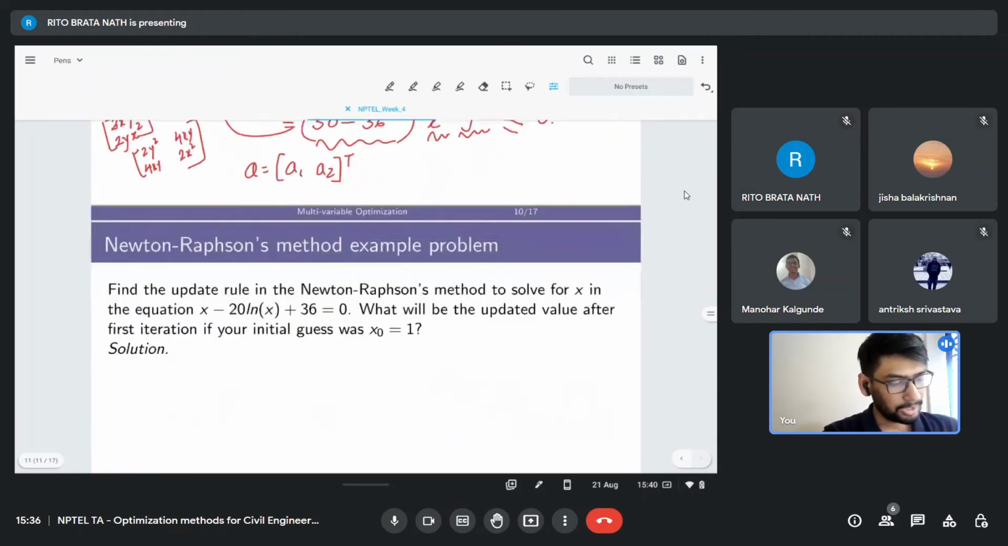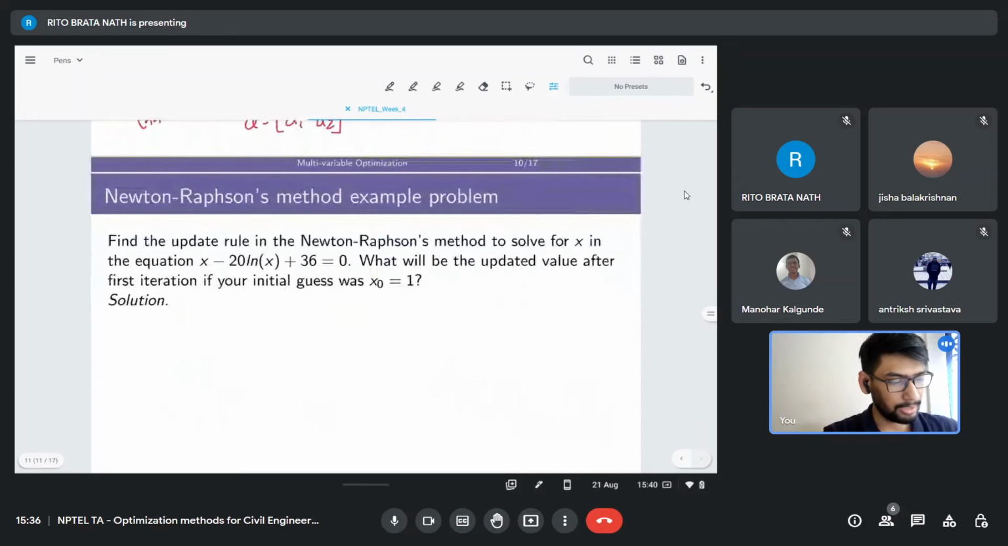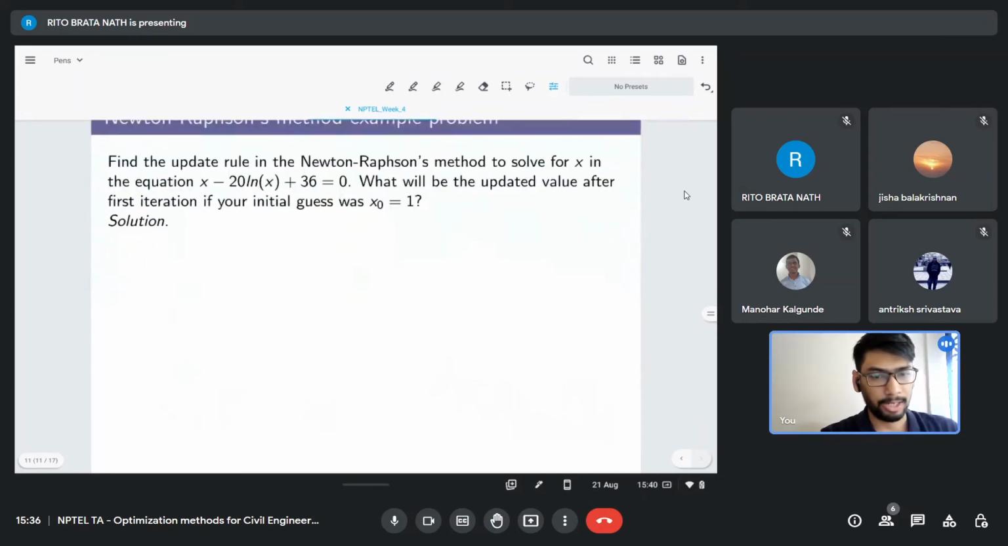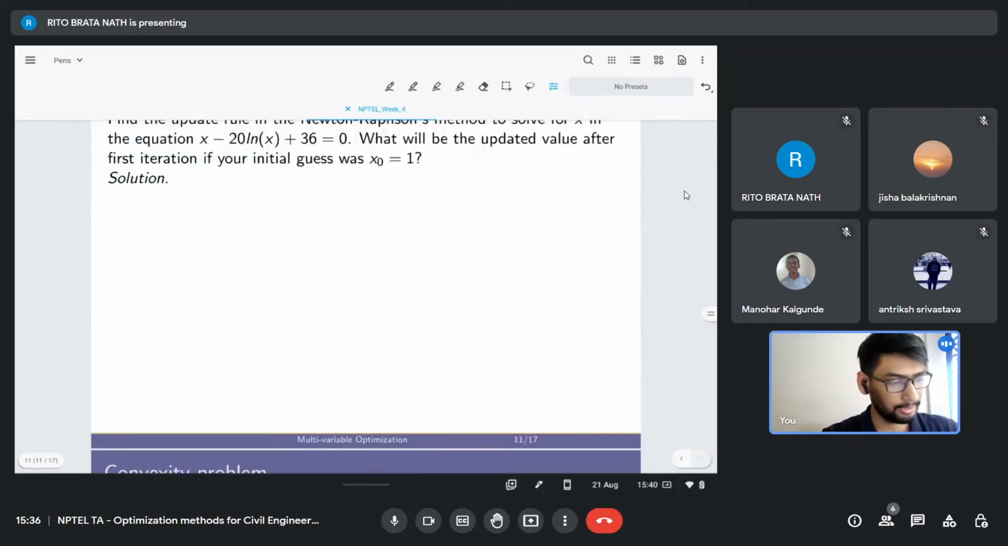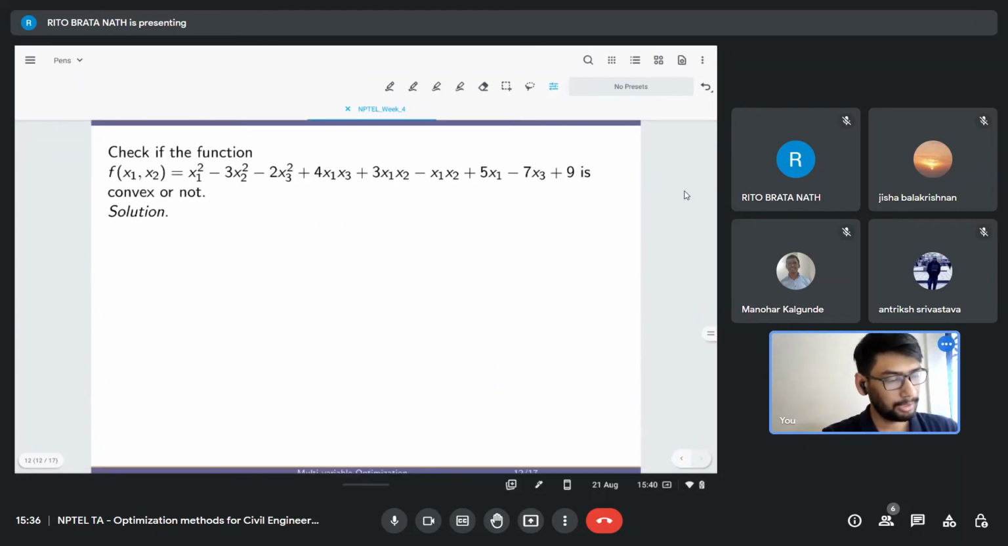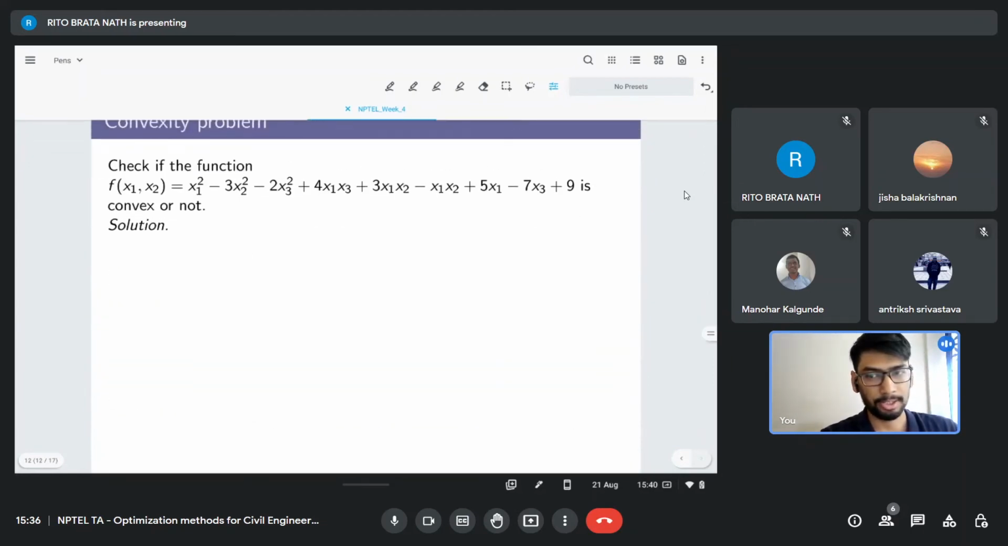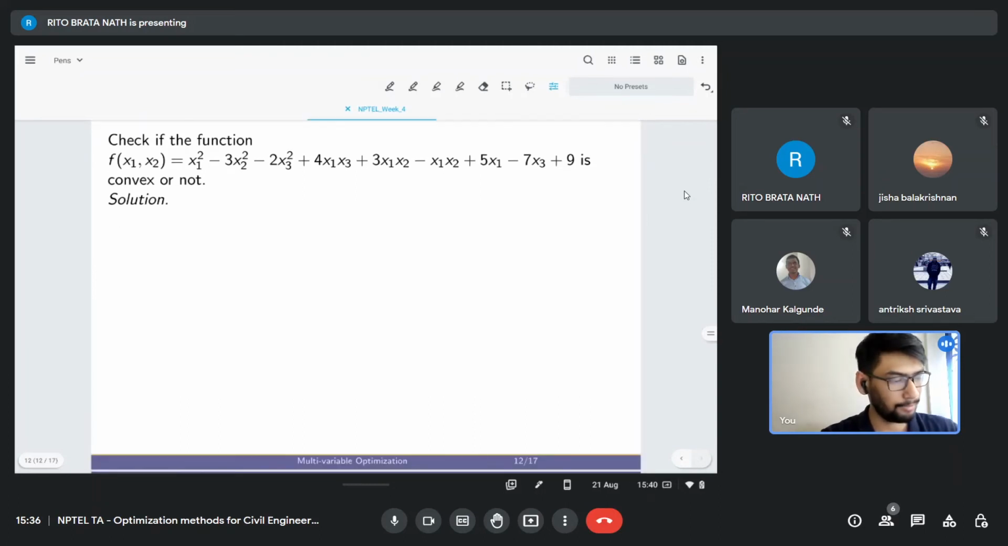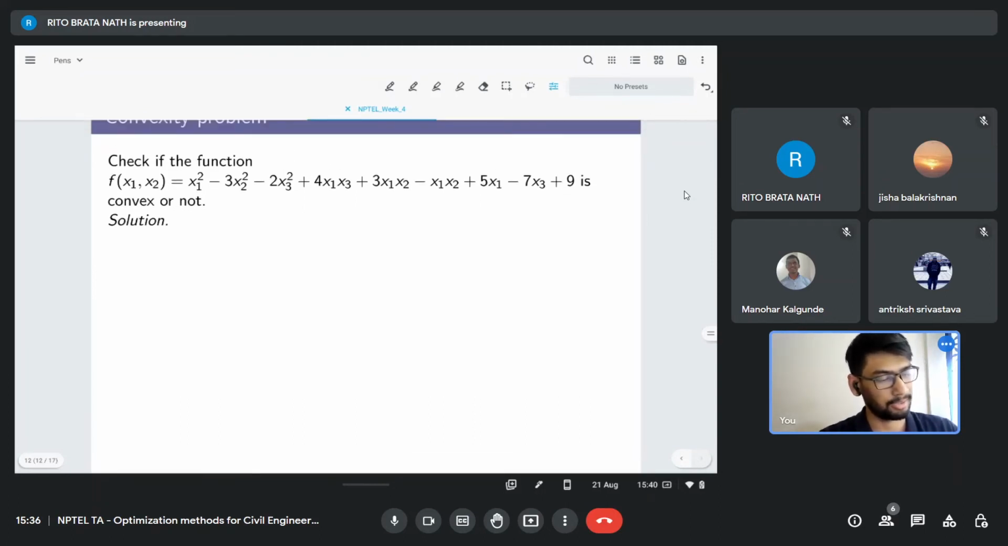This problem, the Newton-Raphson method example problem, I'll come back to if I have time, because we have already seen this in the previous class. So let's take another convexity problem. You have to check whether this function is convex or not, and we can have a similar approach to what I have discussed before. So let's try to solve this.